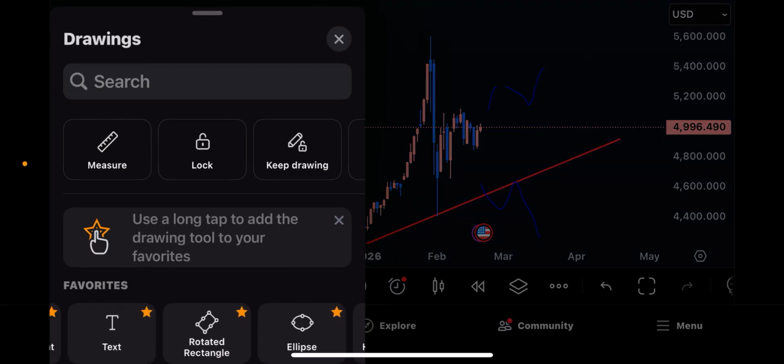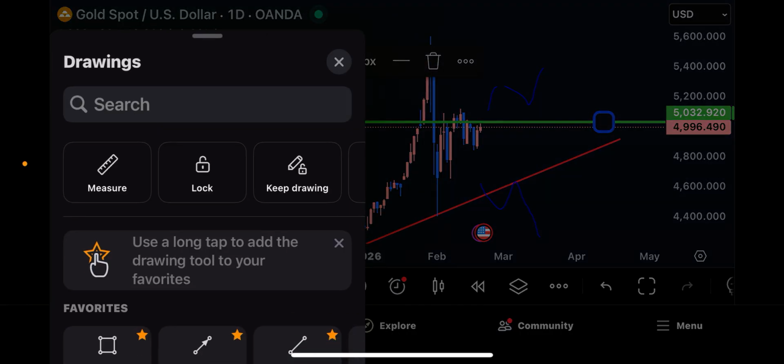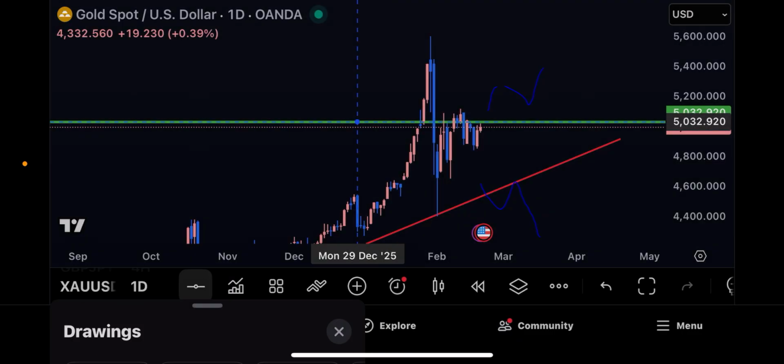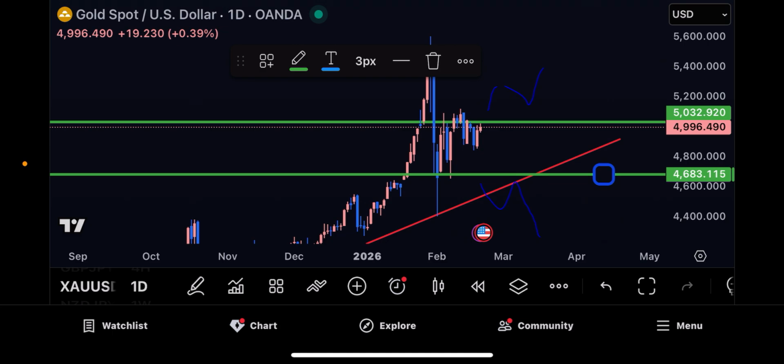Because I can guarantee you between this area, people have been losing money for this last 2 weeks. I can guarantee you because price has done nothing. You think it's going to sell and then it doesn't sell. You think it's going to buy and then it doesn't buy. That's why we have to wait for it to come out of this range.